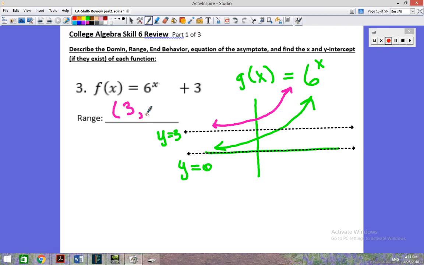So the range, if you have a collection of all these points on the graph, and you're looking at the y coordinate of every single point, the one thing that they all have in common is that they're all strictly bigger than 3. You do not see any point on this curve that's below the line y equals 3. Okay.